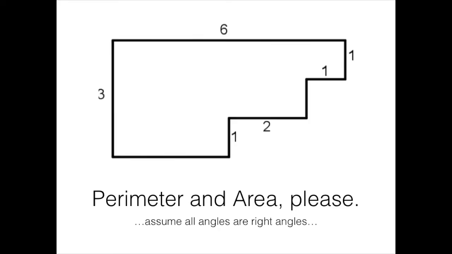Our task here is to find the perimeter and area of this irregular polygon. Let's first find the perimeter. If all the angles are right angles, then if this top side is 6, I know we can turn the whole thing into a rectangle with a bottom length of 6 and a height of 3.